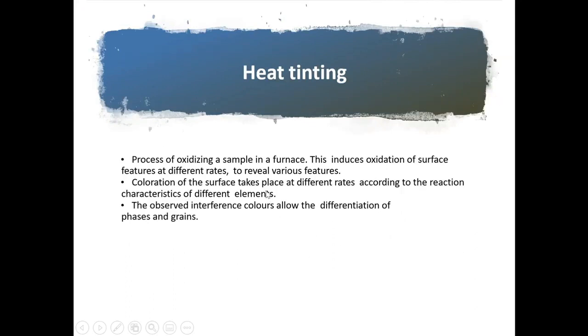Heat tinting. This is mostly employed in a furnace, where oxidation of the surface is carried out using heat, which reveals various features. Coloration of the surface takes place at different rates according to the reaction characteristics of different elements. The observed interference color allows the differentiation of phases and grains. That means if we heat the sample and it undergoes oxidation, different colors evolve with differentiation of phases and grains.